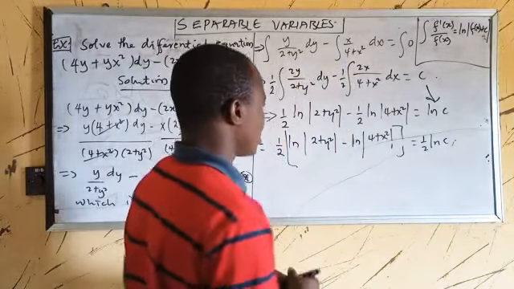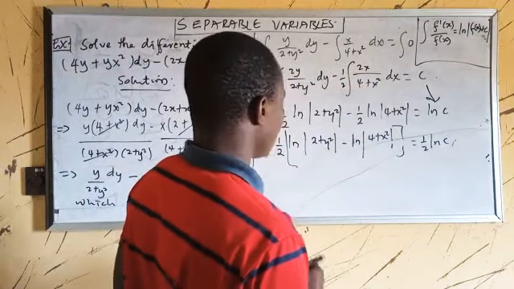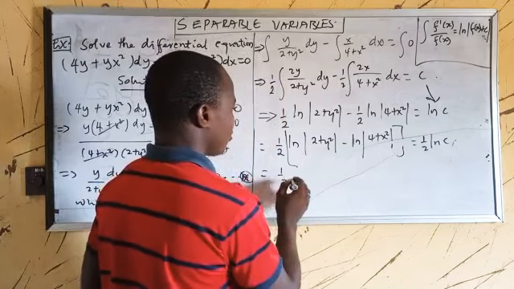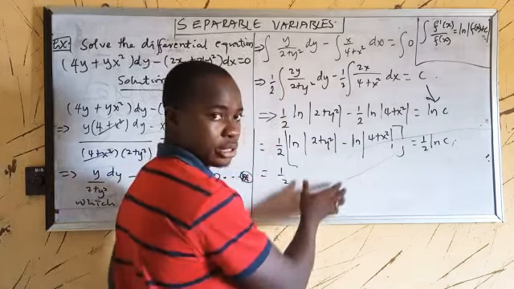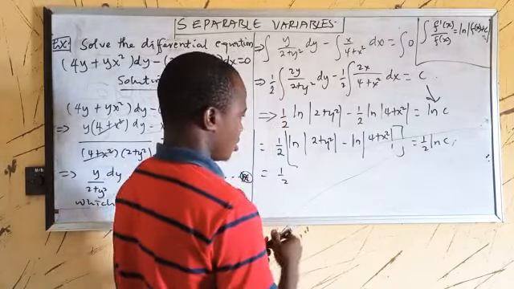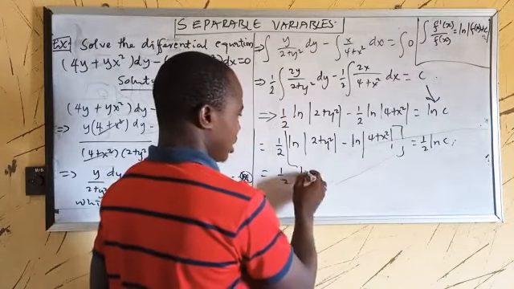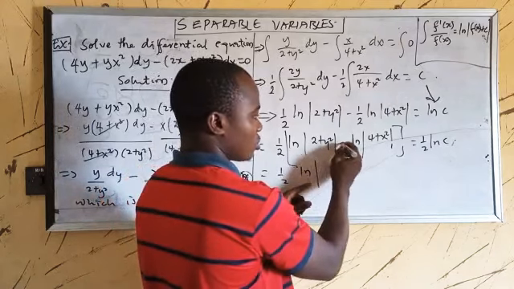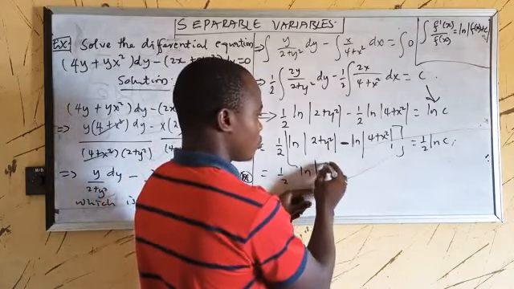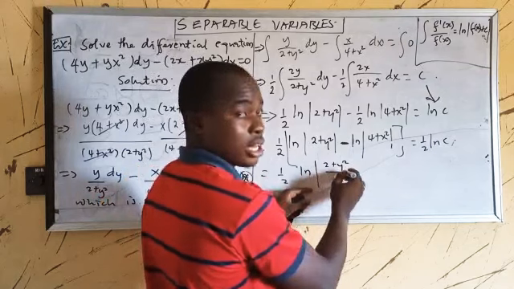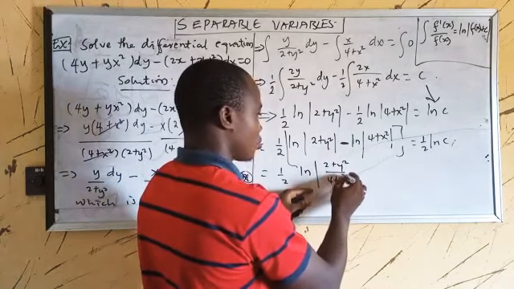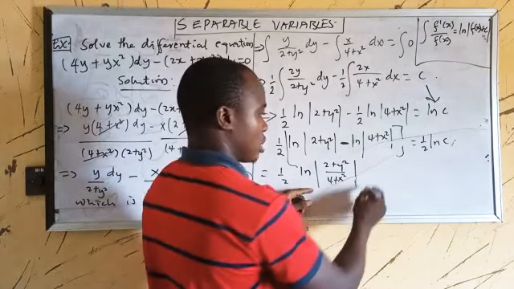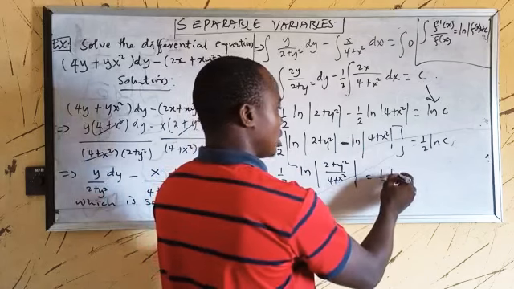So what's the next thing to do? The next thing to do is to use the logarithm rule to solve this. You can see that ln minus ln is the same thing as ln of a division. Therefore, we have ln of (2 + y²) over (4 + x²) equals half ln c.